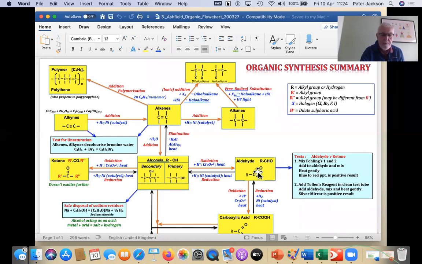With an aldehyde, it will oxidize further and become a carboxylic acid, right? And the same conditions will apply. But with the ketone, it doesn't oxidize further. It stays exactly where it is. Now, so that's a very, very useful table to learn.